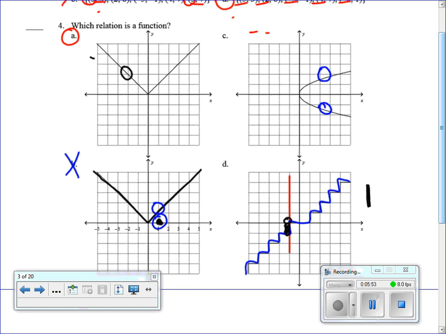And remember that there is an infinite amount of points in a line. So in this little section right here, there is an infinite amount of points that are being intersected by your vertical line, which is why this is not a function.